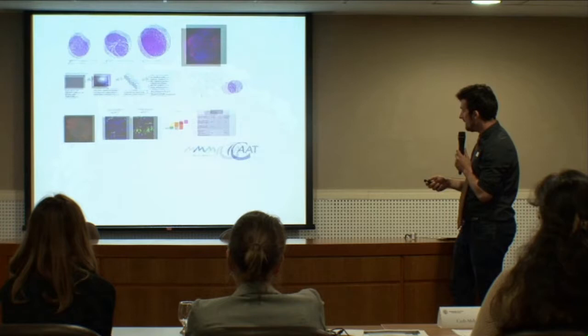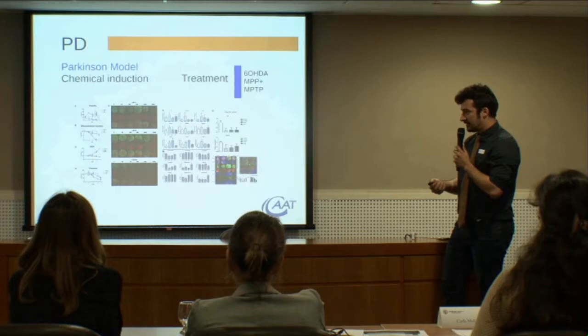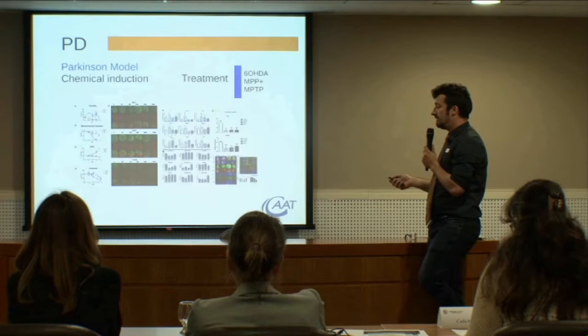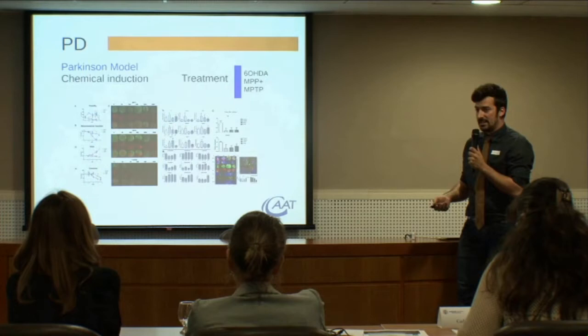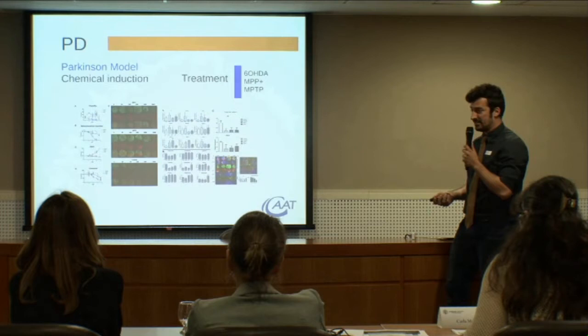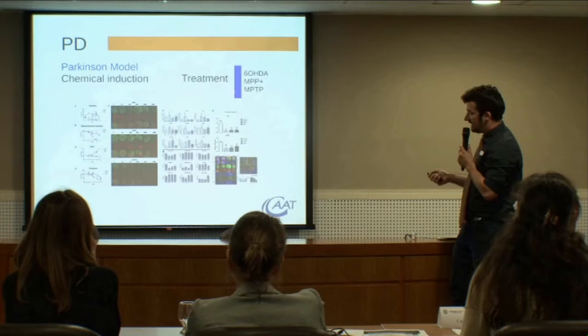Another thing we are working on is the Parkinson model. I know Joseph is going to talk tomorrow, so I didn't want to go too deep on that. We are using a different approach from other people. Some people are using isogenic lines. In our case, we are using a treatment that produces symptoms similar to those found in Parkinson's. So we use 6-hydroxydopamine, MPP+, and MPTP. And the idea was to see if we can affect only dopaminergic neurons by using concentration.